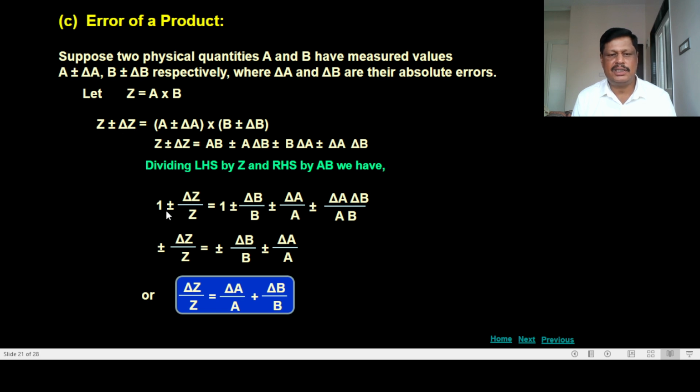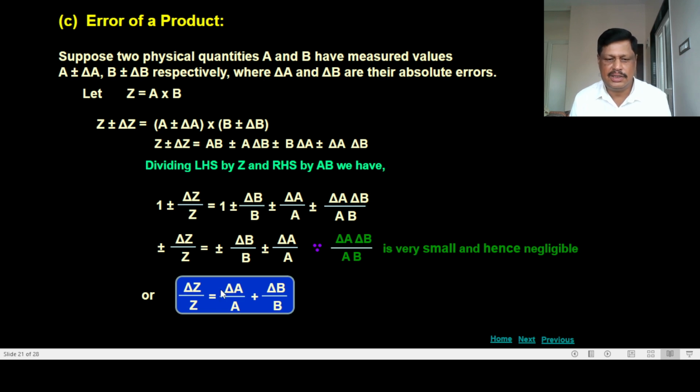Z by Z cancel, 1 plus or minus delta Z by Z is equal to AB over AB, we get 1 plus or minus A delta B over AB, A and A cancel, we get delta B by B, plus or minus B delta A over AB, B and B cancel, we get delta A over A, plus or minus delta A into delta B over AB. So 1 and 1 cancel each other, we get this equation, and also we can neglect delta A delta B over AB. They are very small and hence this term can be neglected.